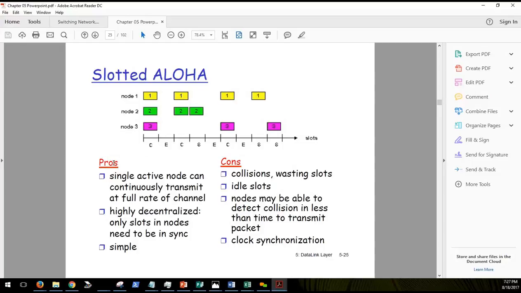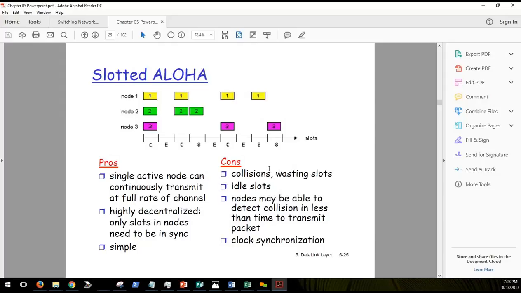So let's look at some of the advantages to slotted Aloha. First, a single active node can continuously transmit at the full rate of the channel. So if there are no other systems transmitting, a given node can transmit at the full transmission rate. This particular protocol, slotted Aloha, is highly decentralized, okay? Only slots in nodes need to be in sync. It's a very simple protocol, all right?